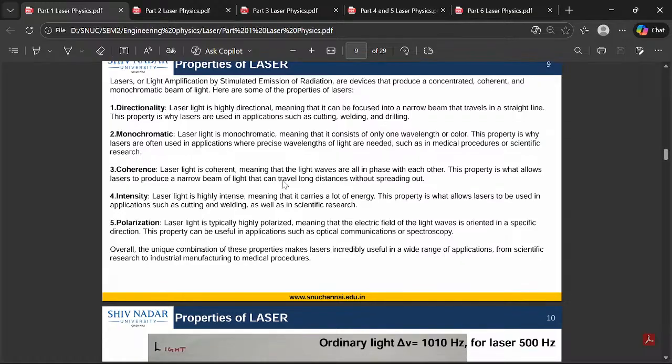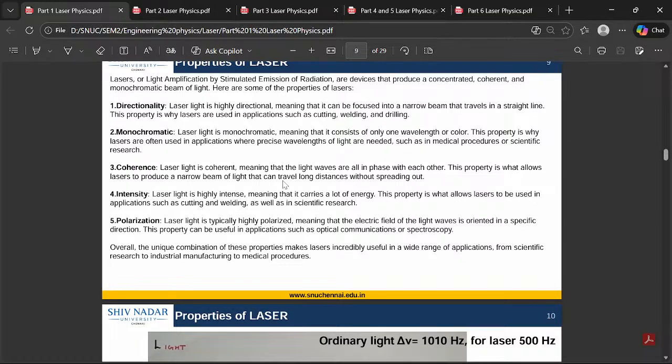Then coherence. You might have studied in 12th what coherent waves are: wavefronts that are in phase are called coherent. This coherence of lasers produces a narrow beam of light which can travel a long distance from the source of the laser. Intensity. Laser light is highly intense.